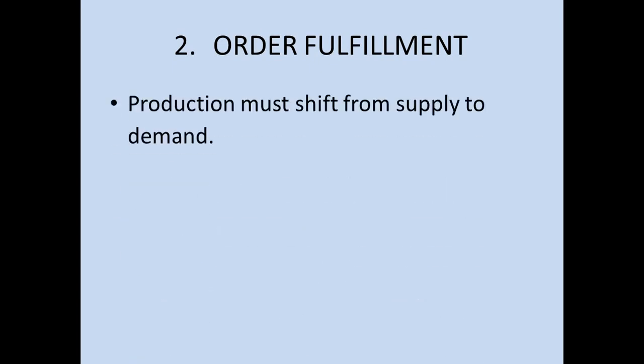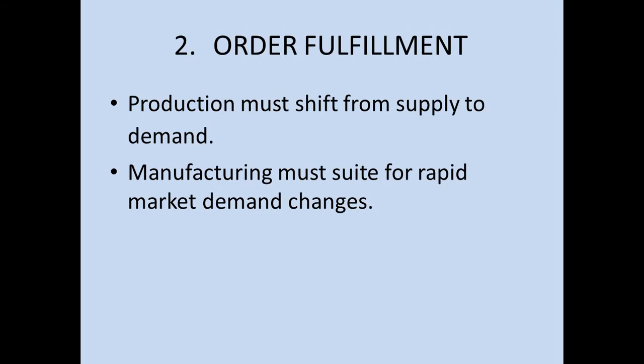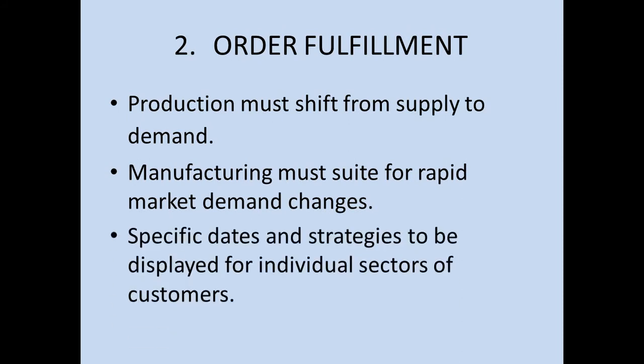Order fulfillment is nothing but customer satisfaction for particular products. If the customer has more orders, then a particular retailer should keep them in stock. Hence, production must shift from supply to demand, not from demand to supply. Therefore, a particular product should be produced only if there is a demand for it, and the manufacturing team must be suited to rapid market demand changes, and the dates and strategies should be made. Advanced planning should be made for all sectors of customers.